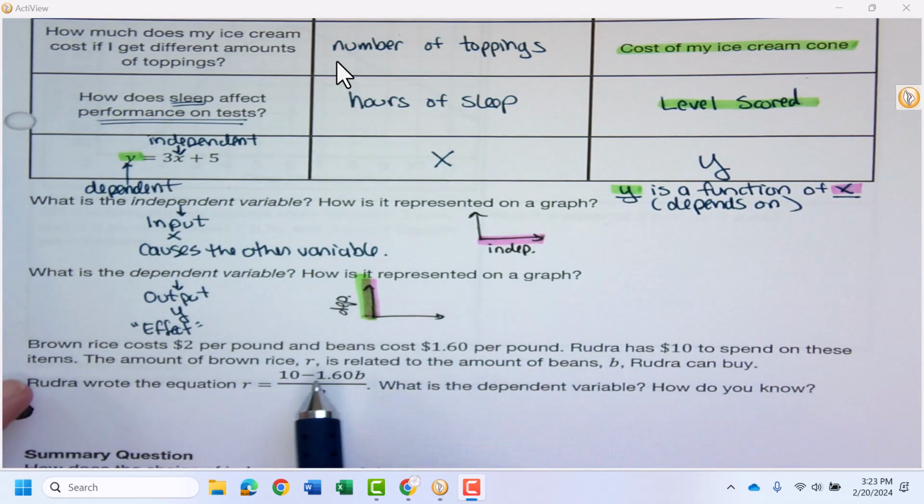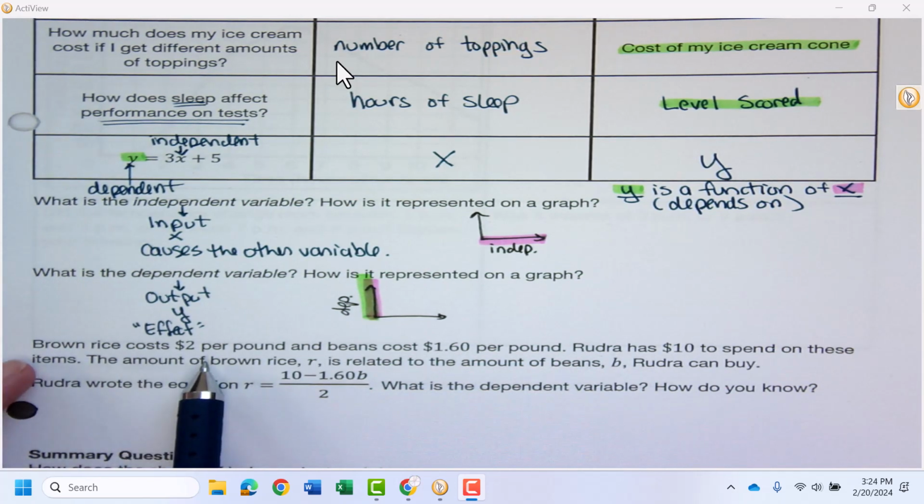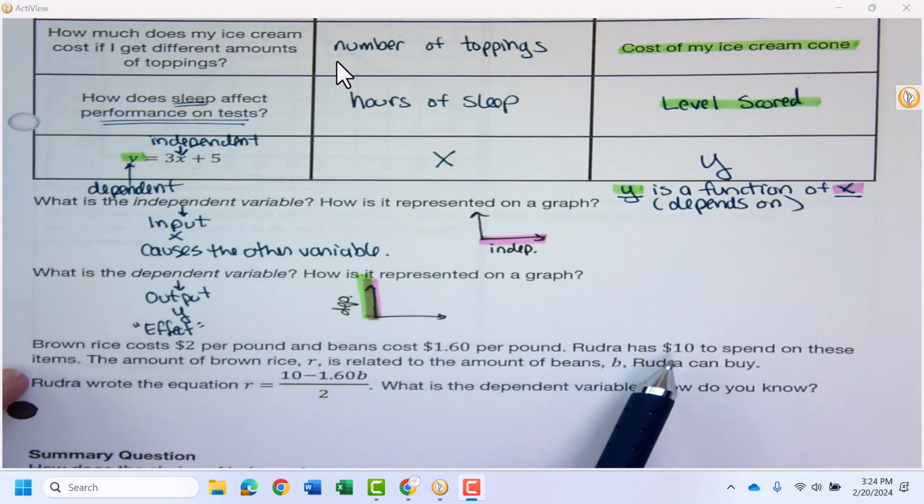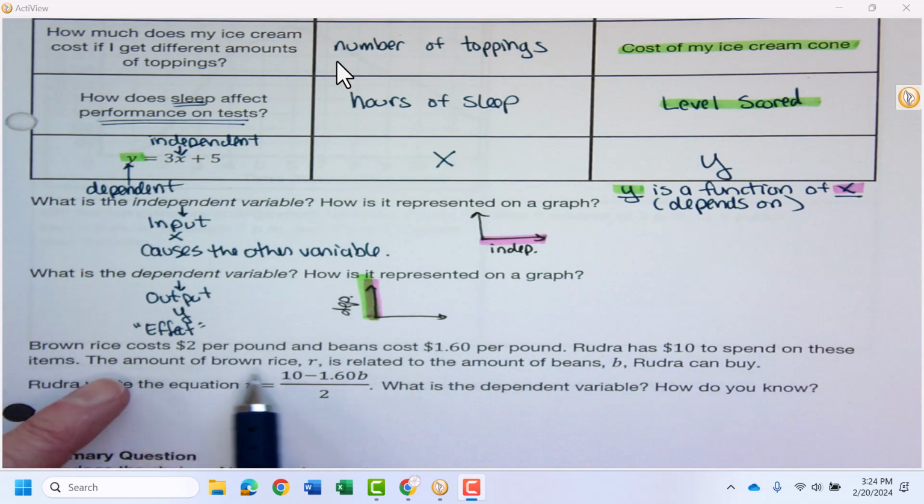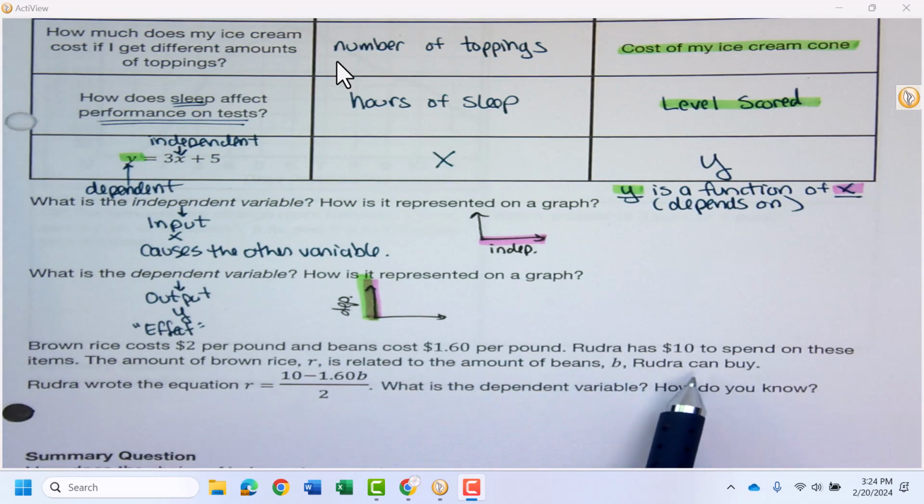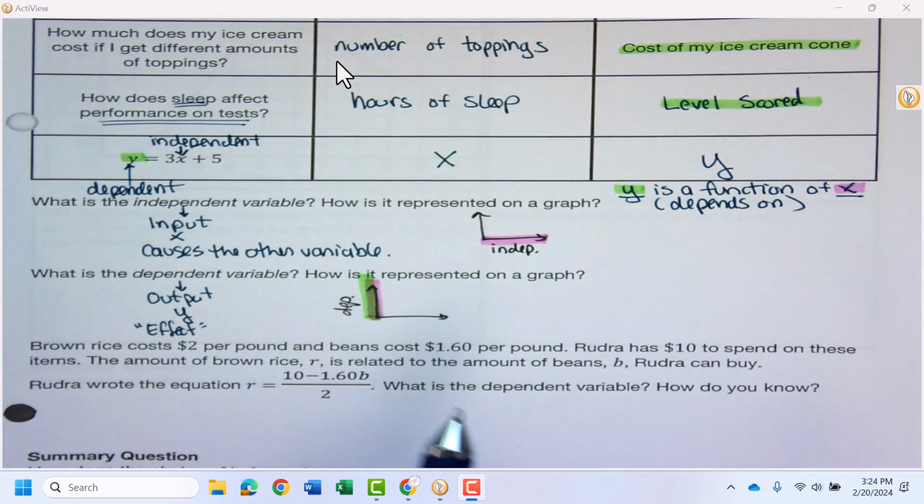So let's look at this scenario, but don't get too lost in the words, because the resulting equation is right here. So we're told that brown rice costs $2 a pound, and beans cost $1.60 a pound, and Rudra has $10 to spend on these items. And we're told that the amount of brown rice, R, is related to the amount of beans, B, that Rudra can buy. So, the more she spends on beans, the less she has for rice, and vice versa. And she wrote this equation, R equals, now I'm going to stop right there.